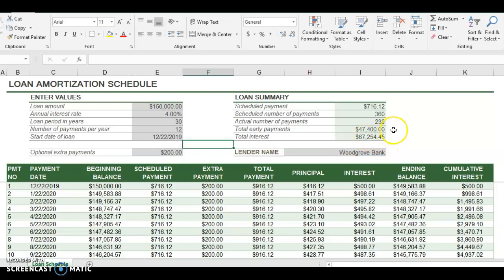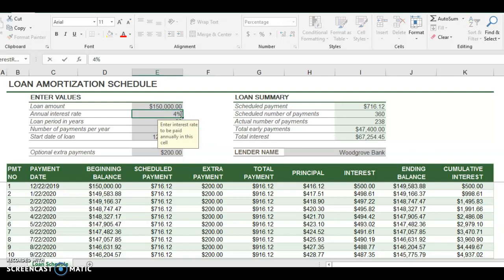So I tell them this number, just $200, which could be just a couple nights out at a restaurant a year, really makes a big difference when you look at the 30-year amortization schedule. So I tell them, sometimes we see advertisements, pay your home off early, and this is the way to do it, is to put extra money on it. I also do this activity with them.